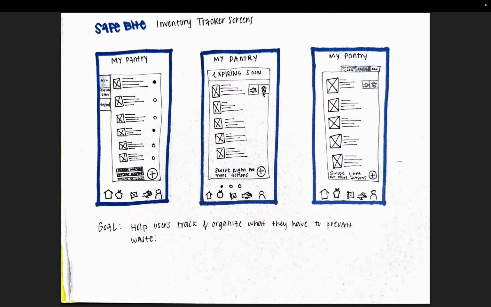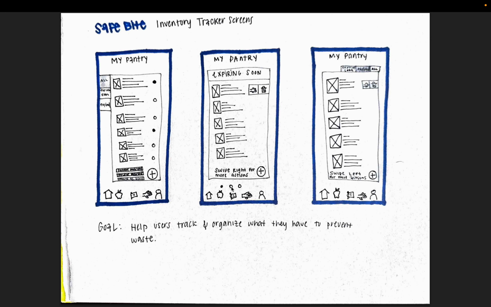And then I have another option here where you're swiping for more actions. This is a donate or a trash option, because I figured deleting / marking as used is probably going to be the same thing. So I kind of got rid of that option. I think this idea is a little bit more clean than all of these buttons stacked down here. And then I also incorporated the add an item to your pantry.